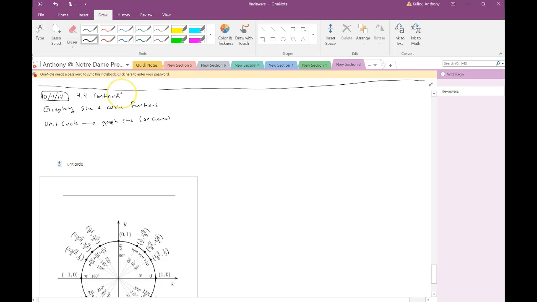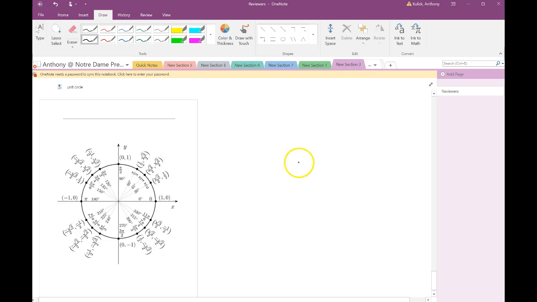So today we're going to continue talking about section 4.4, which is about graphing sine and cosine functions. Last time we talked about how we can take the unit circle and use that to generate a graph of sine or cosine. And last time we did this, we used angle measures in degrees as our x values, and then the output for sine as our y values. So remember that this is the unit circle in the form cosine theta, sine theta.